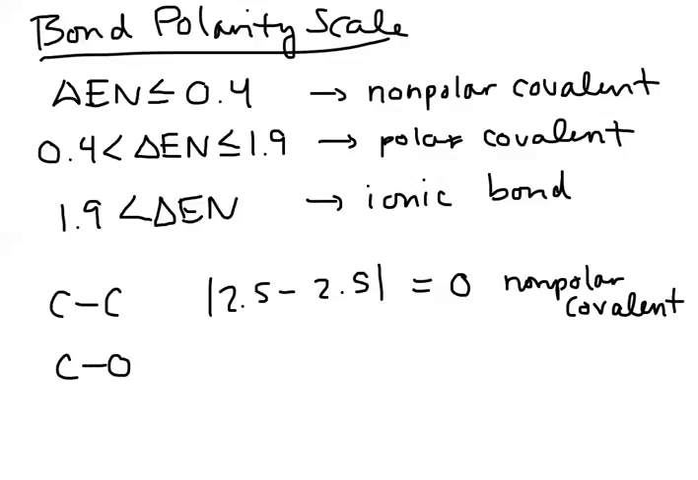How about a CO bond? We know that carbon is 2.5. What is oxygen? 3.5. Which gives us 1.0. What type of bond is that? Polar covalent.